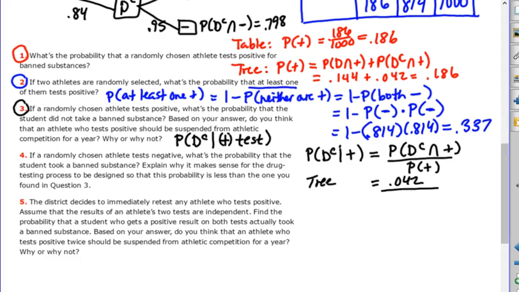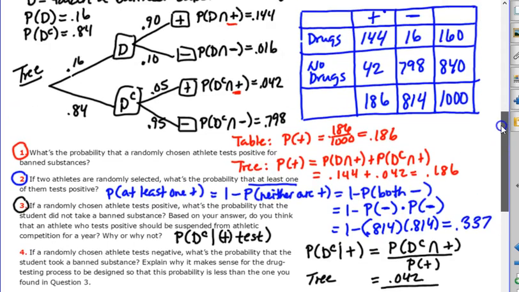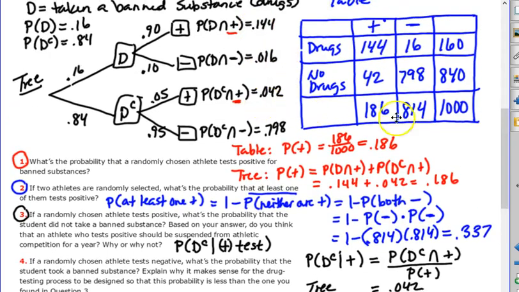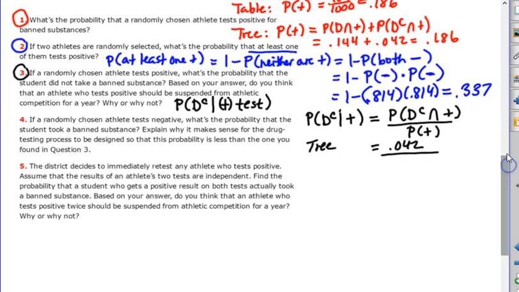What is the probability of positive? We've already calculated that. That's 0.144 plus 0.042, over 0.186. And that turns out to be, let's see here, 0.226.